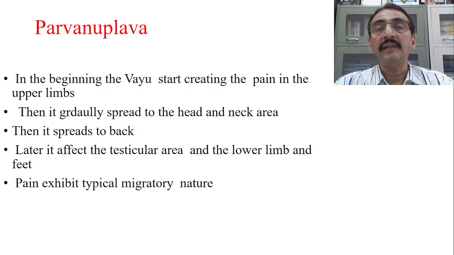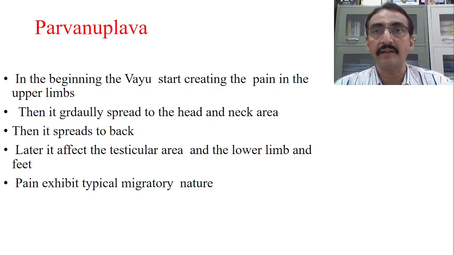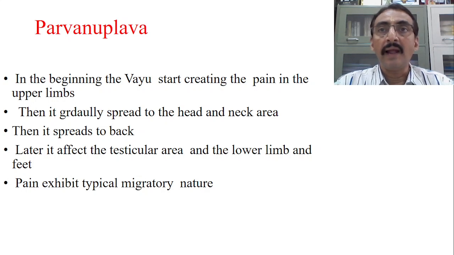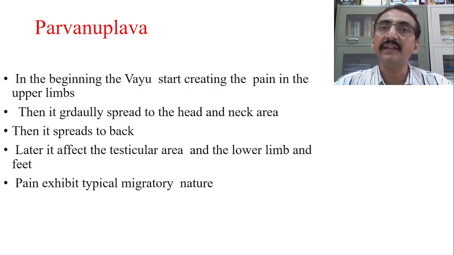So if you look into the clinical presentation of this disease, it's very clear that pain starts from one point and later spreads to other areas of the body. And this pain typically shows a migratory nature. Migratory means that when the pain is in the upper limb, usually there is no pain in the lower limb, but when the pain shifts to the lower limb, the pain in the upper limb usually disappears. But at another point of time, the upper limb joints may again start with pain. However, the pain shows the migratory nature.